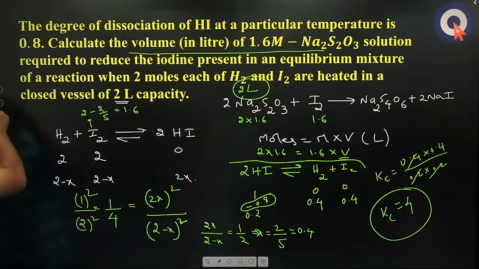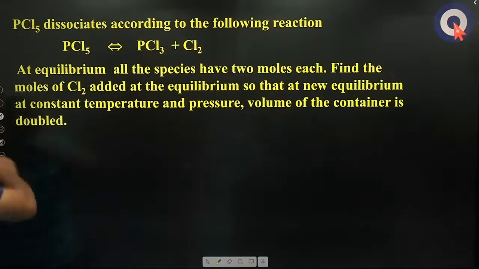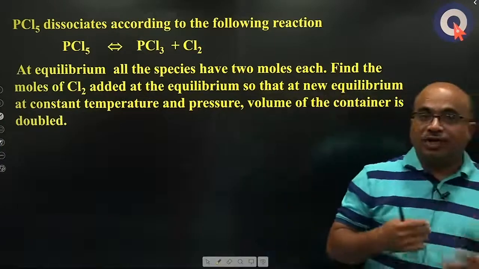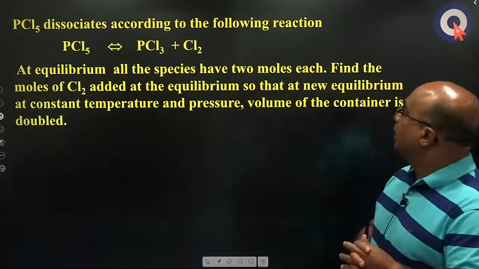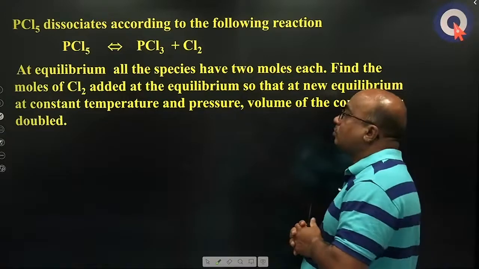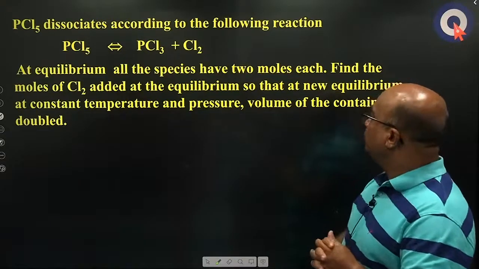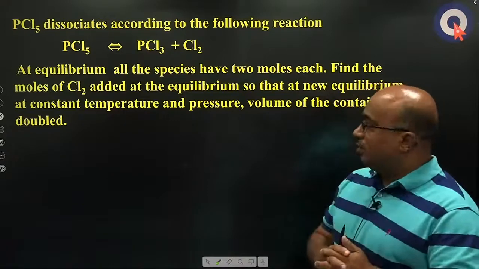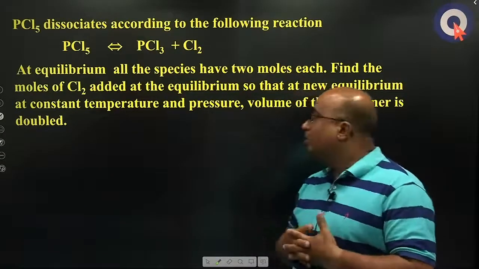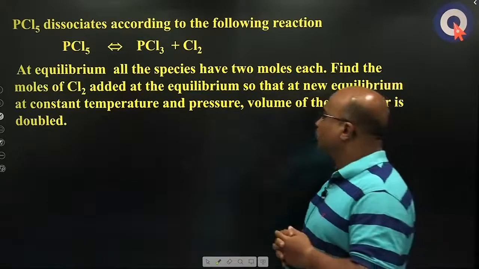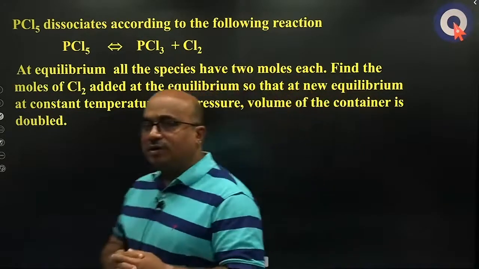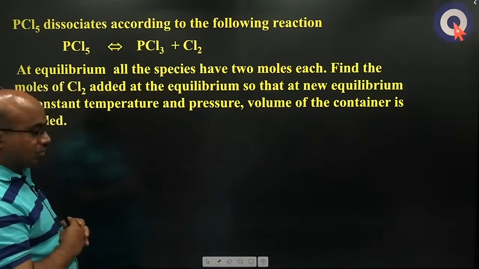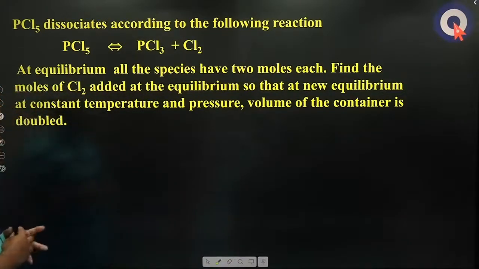Now, this one. PCl5 dissociates according to the following reaction. At equilibrium, all the species have 2 moles each. Then find the number of moles of Cl2 that is added at the equilibrium so that the pressure and temperature are the same, but the volume of the container becomes double with respect to initial.